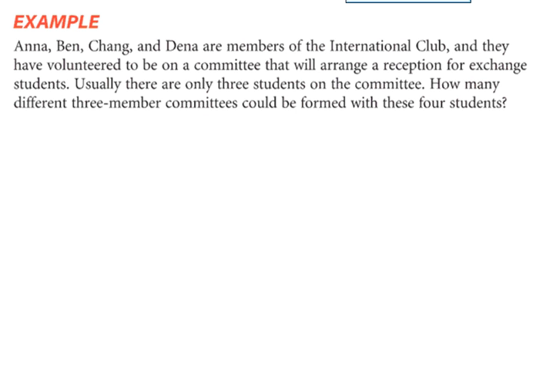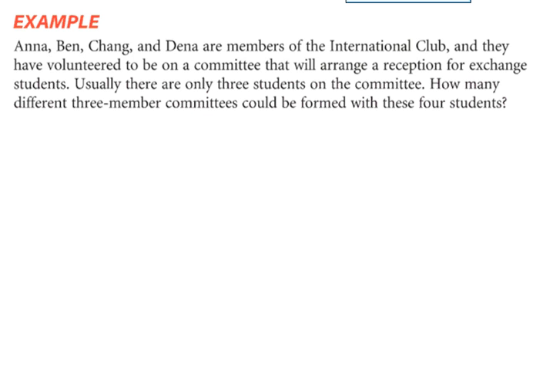So let's take a look at an example that uses combinations. Anna, Ben, Cheng, and Dina are members of the International Club, and they have volunteered to be on a committee that will arrange a reception for exchange students. Usually there are only 3 students on the committee. How many different 3-member committees could be formed with these 4 students?